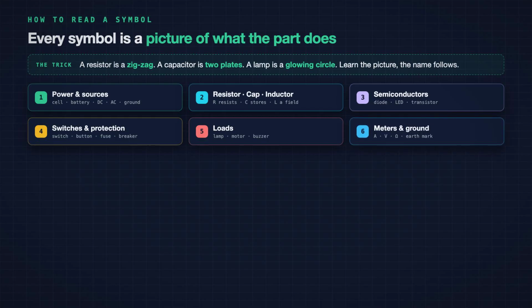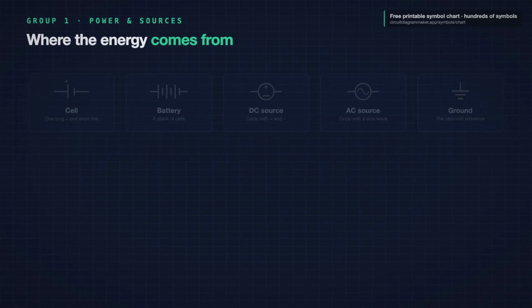There are 6 groups worth knowing: power sources, resistor, capacitor, and inductor, diodes and transistors, switches and protection, and ammeters and ground marks. Get those, and you can read almost any circuit.